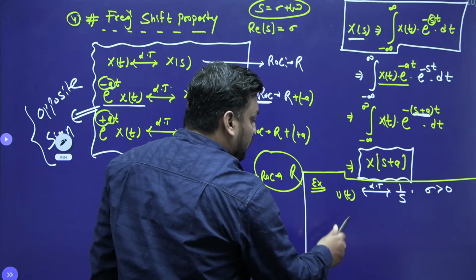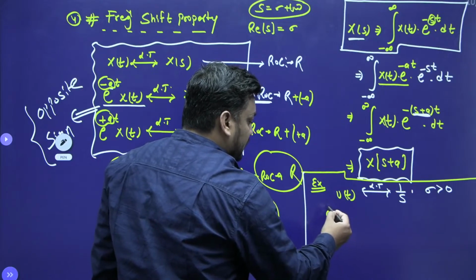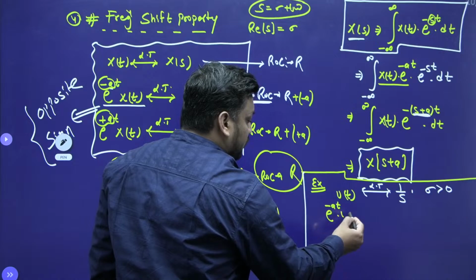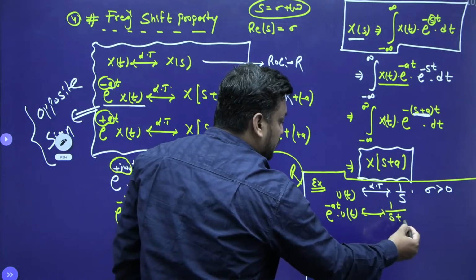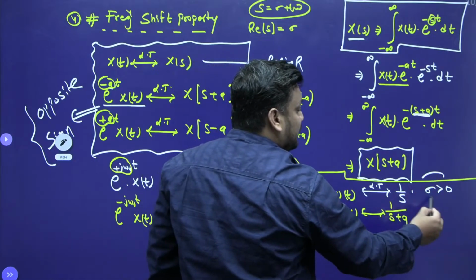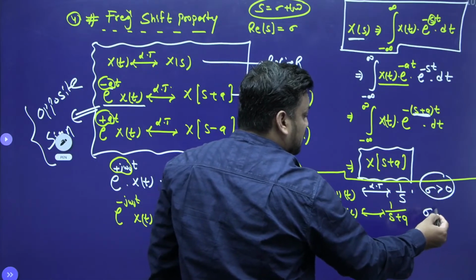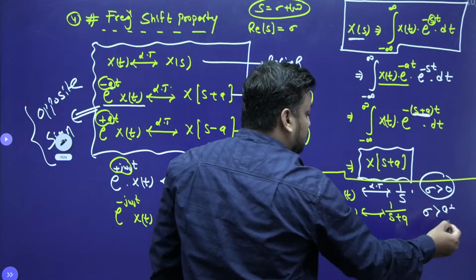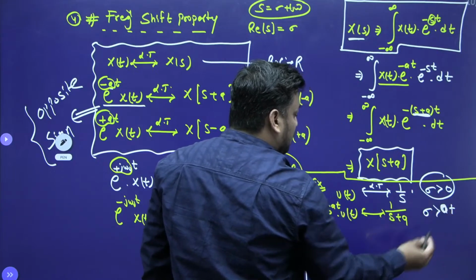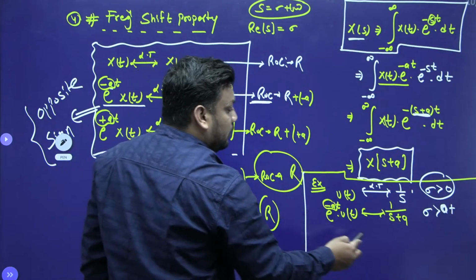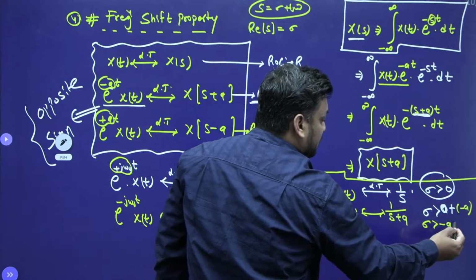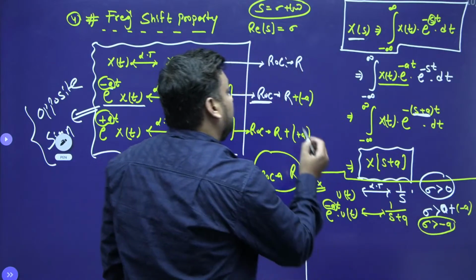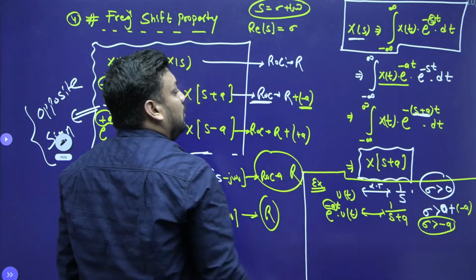Now if I talk about frequency shifting, if I write e to the power minus at times u(t), don't you think its Laplace transform is nothing but 1 upon s plus a? Earlier the ROC was sigma greater than 0, but now you are adding this value minus a. That is why sigma is greater than minus a this time. So that is why I have written here the ROC real part plus minus a.